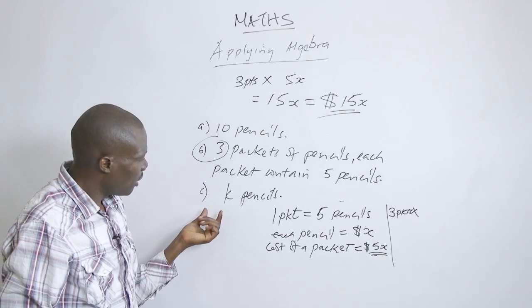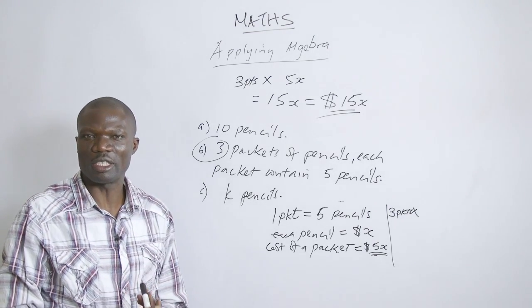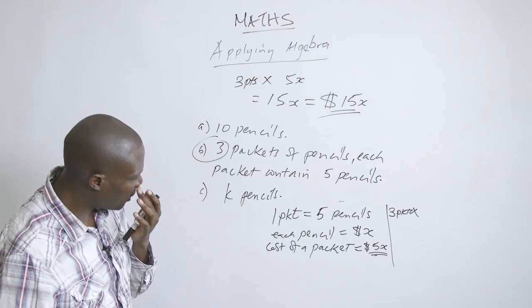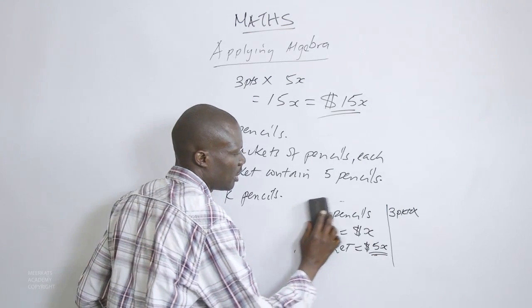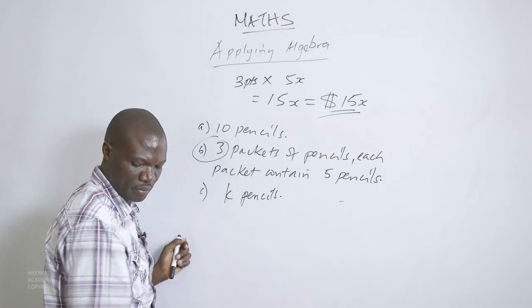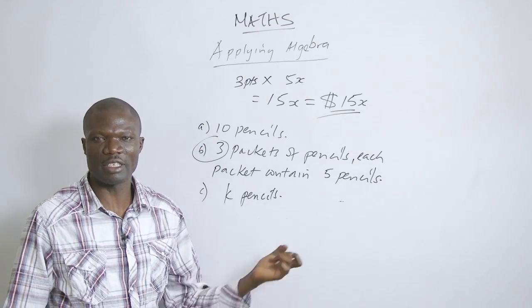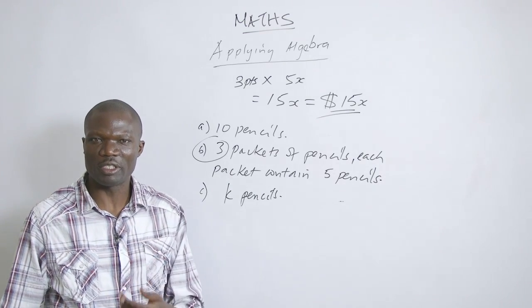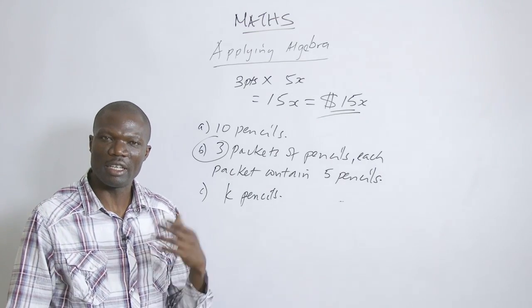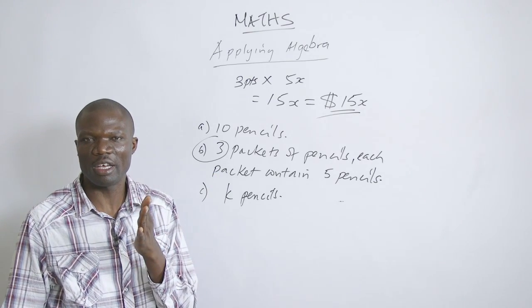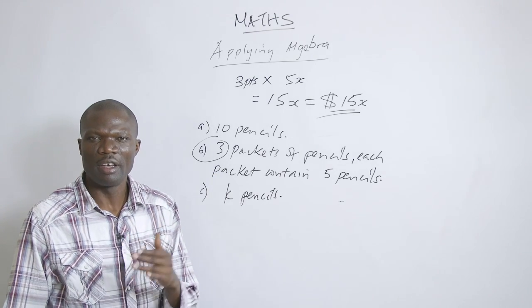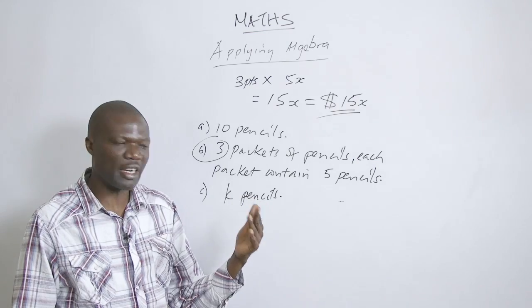For the last one, we want to find the cost of K pencils. K pencils, this one is not complicated, it's just straightforward. Because we have seen one pencil is X dollars, 2 pencils would be 2X, 3 pencils would be 3X, and so on until we reach a number K.